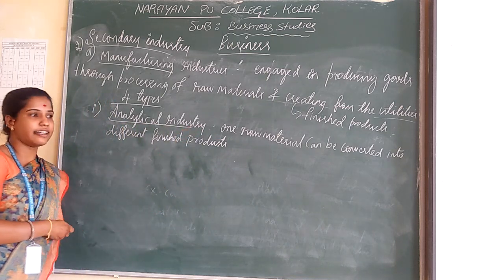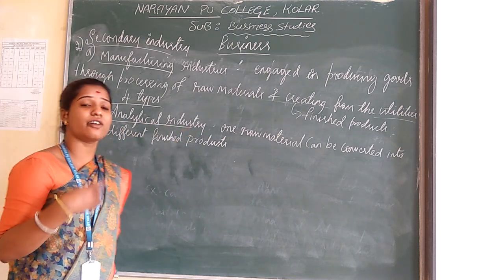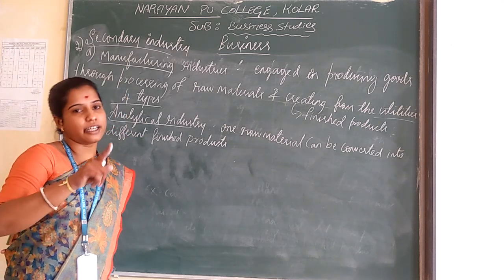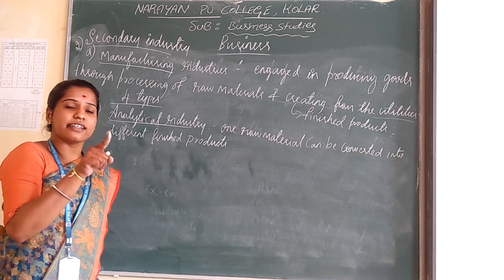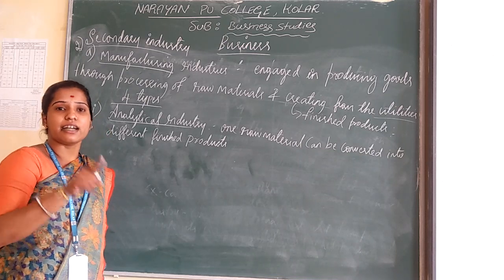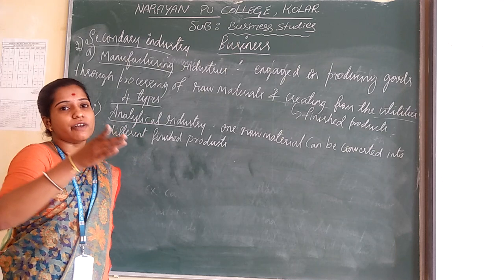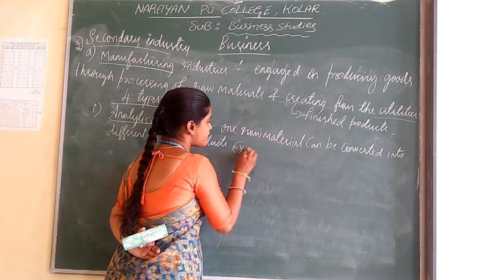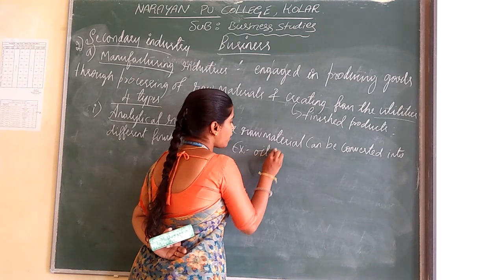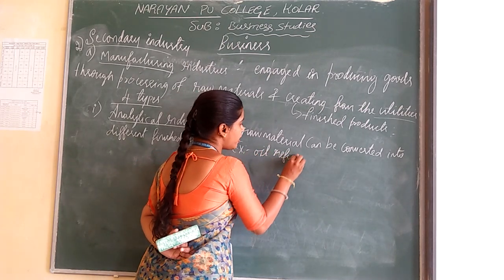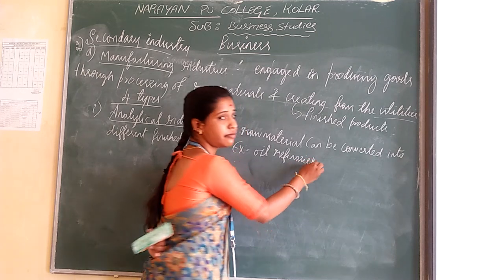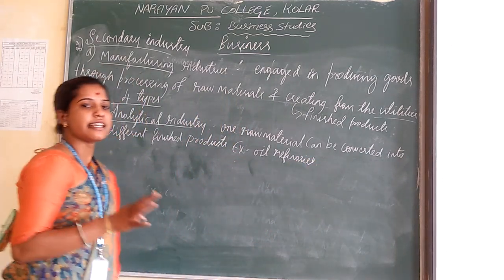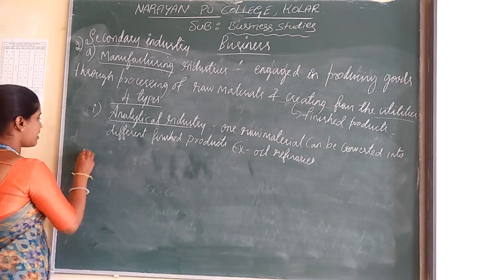So the analytical industry means they are always engaged in converting their raw materials into different finished products. For example, oil refineries. And the second one is synthetical industry.